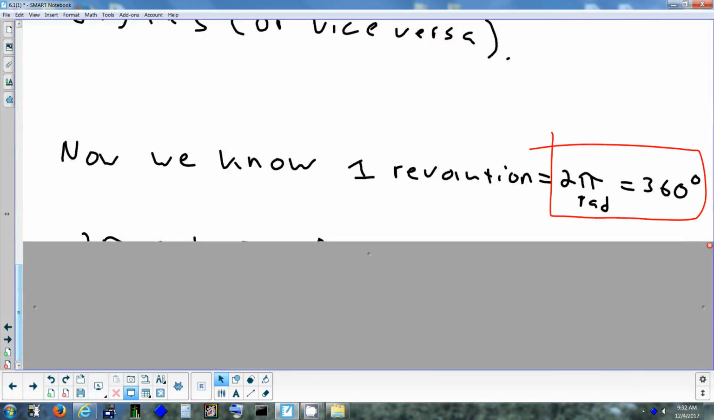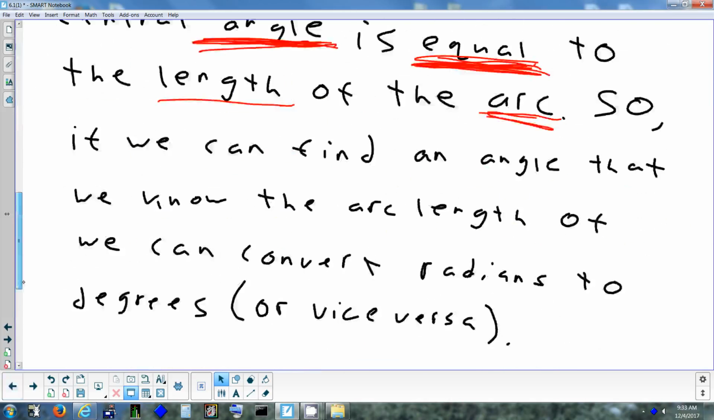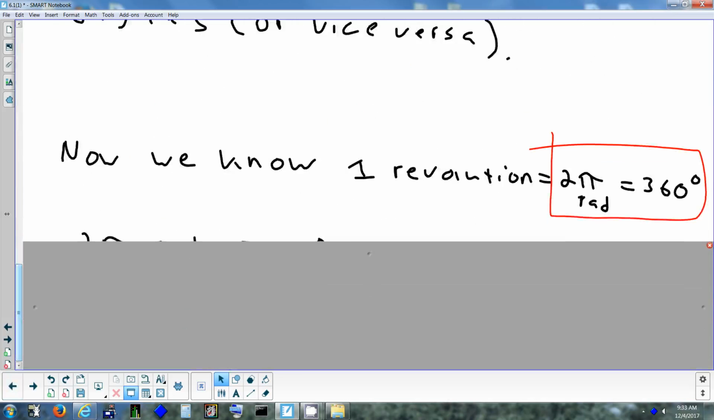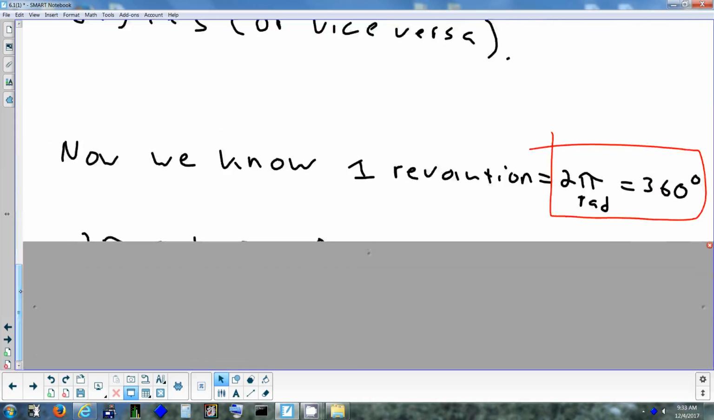2 pi radians equals 360, just like 1 foot equals 12 inches. It's just a fact that is true. Somebody told it to you, well, I'm telling that to you. 2 pi radians equals 360 degrees. But it's more than I just told it to you. I tried to explain why it's true based on another fact, which we haven't proven, but we can't prove everything. So 2 pi radians equals 360 degrees.